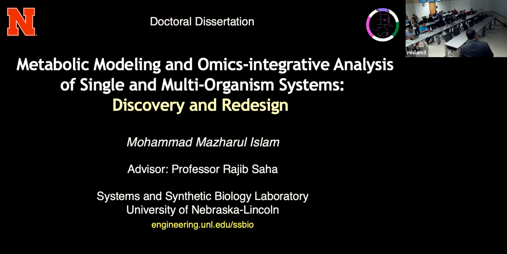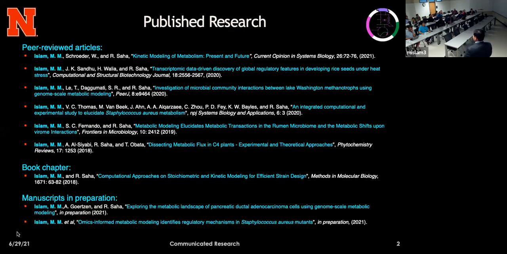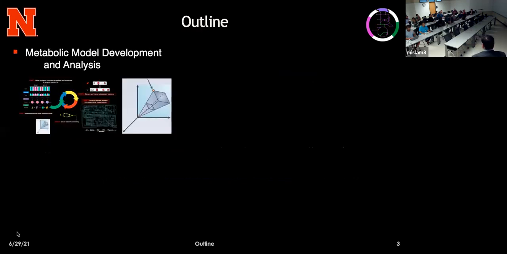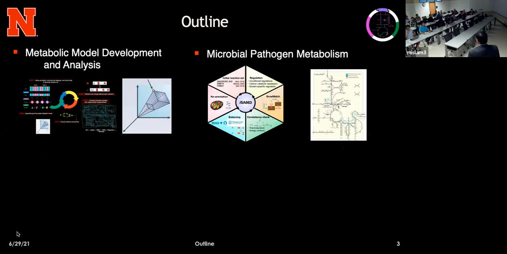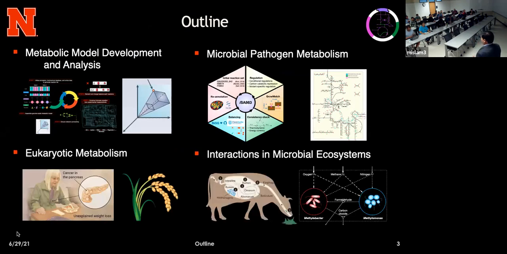Before I go into the details, these are the publications that have resulted from my PhD research here. In addition to the articles and the book chapter, I also have a couple of manuscripts in preparation. So my talk today will, in essence, give the take-home message from all of these works. I will start with a brief overview of metabolic model development and analysis, and then I'll briefly describe each of my research areas, and I have broadly categorized them in 3 different types. One is single-cellular organism, or microbes, and then eukaryotic organisms, especially plants and human, and then I'll go to microbial ecosystems, which are multi-species systems.